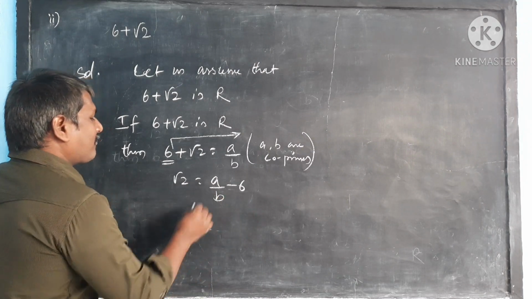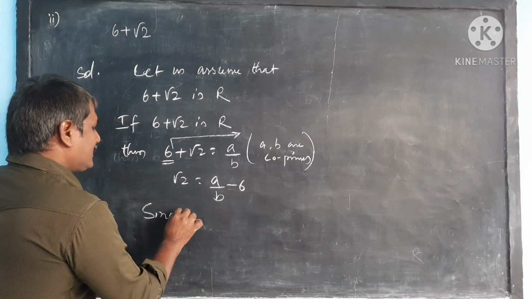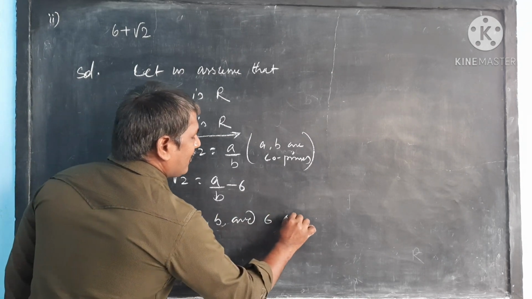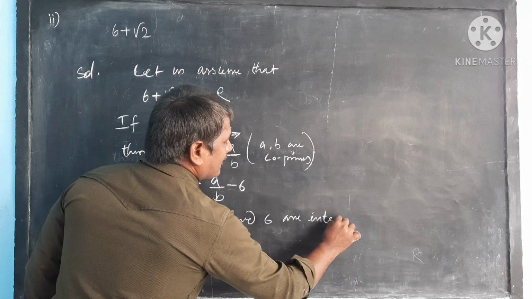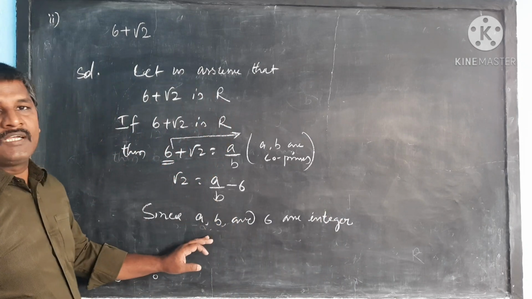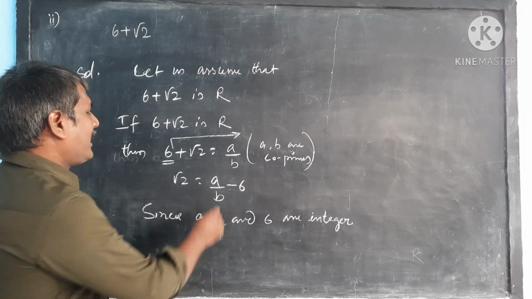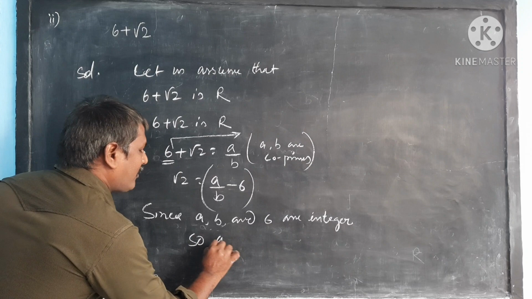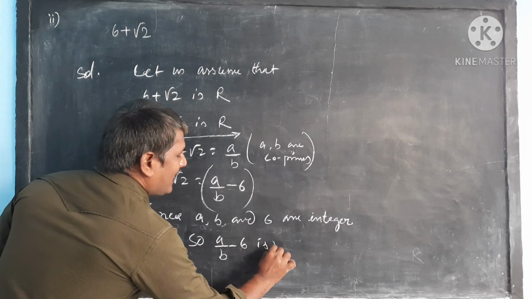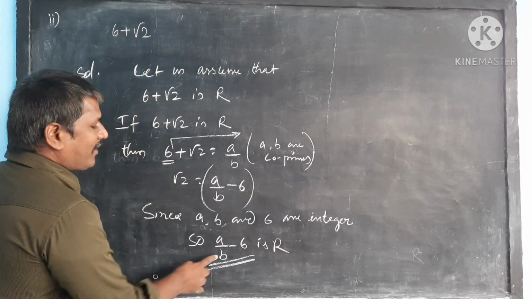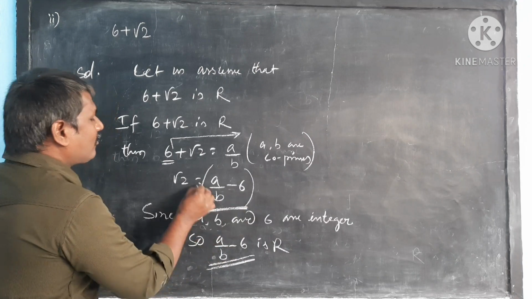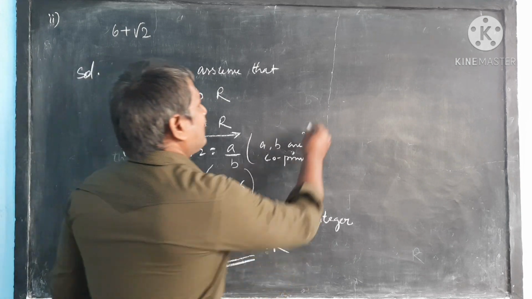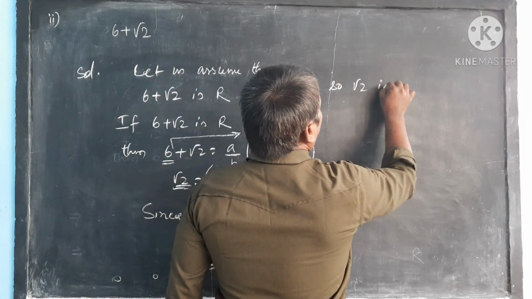So from this equation, since a, b and 6 are integers, the entire right side will be rational. So a/b minus 6 is rational. If a/b minus 6 is rational, which is equal to root 2, so if it is rational, then root 2 is rational.